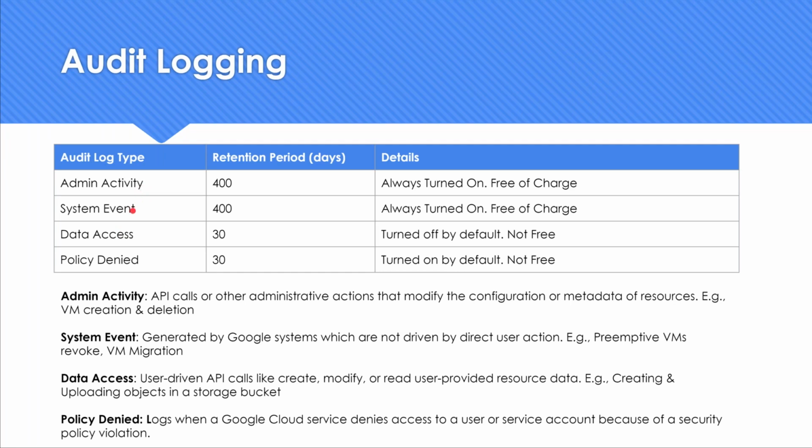System event logs are generated by the Google system. For example, if there's a virtual machine and it gets preempted, or it goes for a live migration, that information is captured in your system event logs, which are again free of cost, turned on by default, and retained for 400 days.